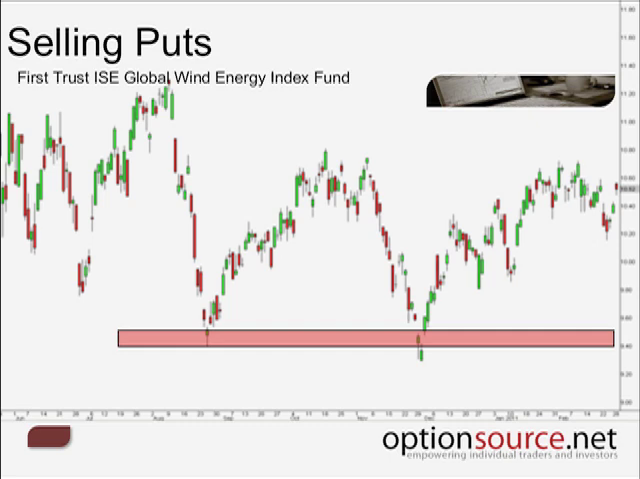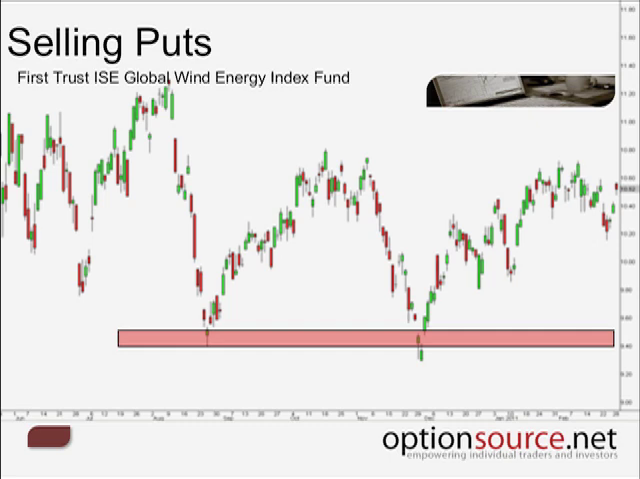The question online here is, doesn't that expose you to unlimited loss? When you sell options, and you're an option seller, you do have the risk of actually owning the underlying. So think of it this way. If you sold puts on, let's say, the Global Wind Energy Index Fund down along those lows, if the position went down there and you were exercised, you actually had to own and physically buy the units of the exchange traded fund at the strike price. So let's say if you sold $9 puts, you actually had to own that exchange traded fund at $9.